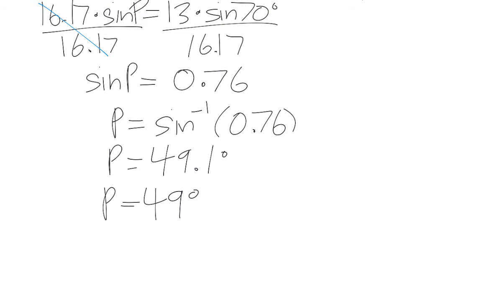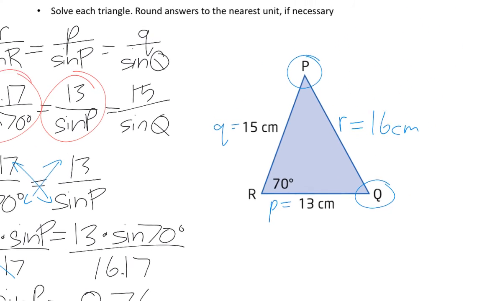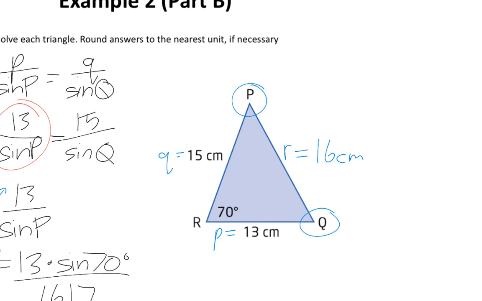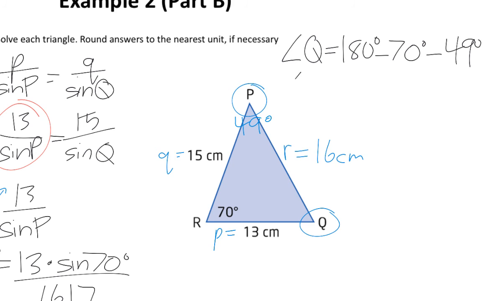All right, so we just solved for angle P, and angle P turns out to be 49 degrees. Figuring out angle Q should be pretty simple because you know that the interior angles of a triangle add up to 180 degrees. So let's write that down on the side. So angle Q is equal to 180 degrees, subtract 70 degrees, subtract 49 degrees. So you can throw that into your calculator and you should get a value of 61 degrees. So I'm going to add that also down over here.